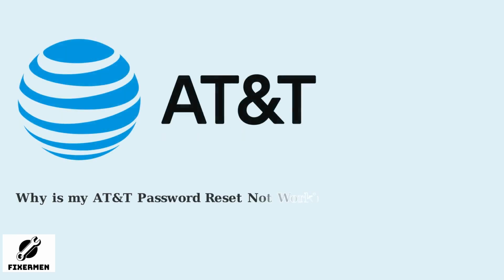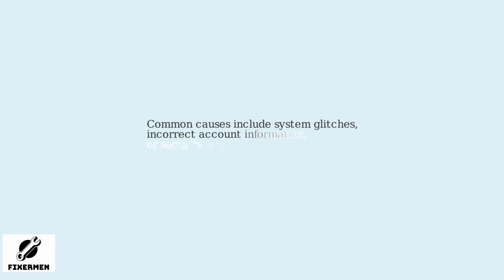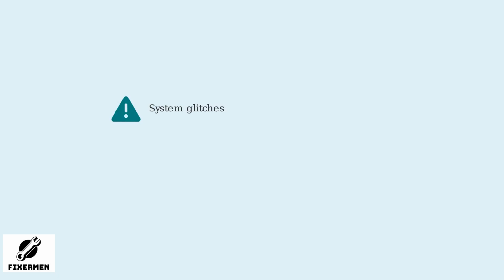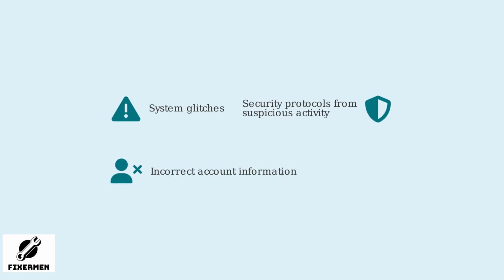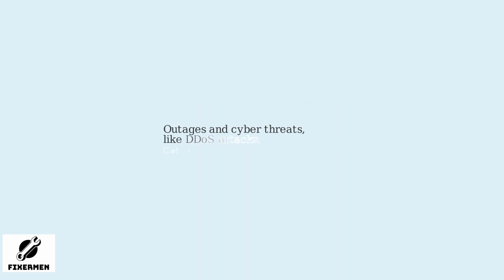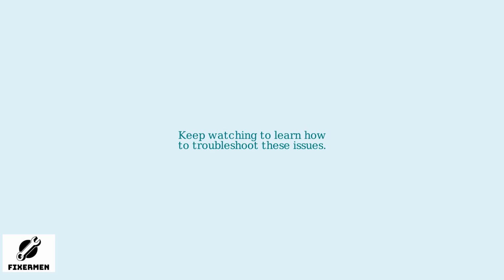Experiencing issues with your AT&T password reset? You're not alone. Common causes include system glitches, incorrect account information, or security protocols triggered by suspicious activity. System glitches can cause password reset failures. Incorrect account information can block resets. Security protocols may trigger if activity seems suspicious. Outages and cyber threats, like DDoS attacks, can also disrupt the reset process. Keep watching to learn how to troubleshoot these issues.